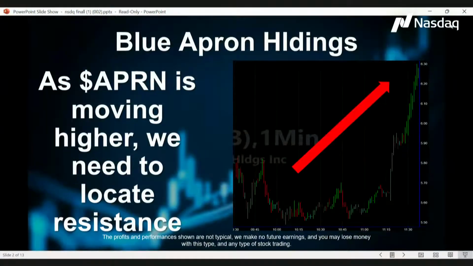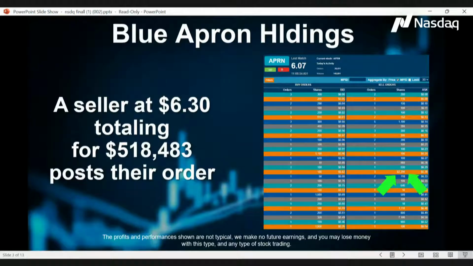Well, the beautiful Blue Apron had a really nice move this past week, and there were a couple of really nice examples that we had. One of the biggest problems that people had with Blue Apron is they just don't know when to get out of the position. Here we had Blue Apron moving up really nice over the course of the day, and it had some news coming out around 11 o'clock, and all of a sudden it just popped from like $5.60 to $6.30. Now, like we always talk about, how do you know when to take a profit, Jill?